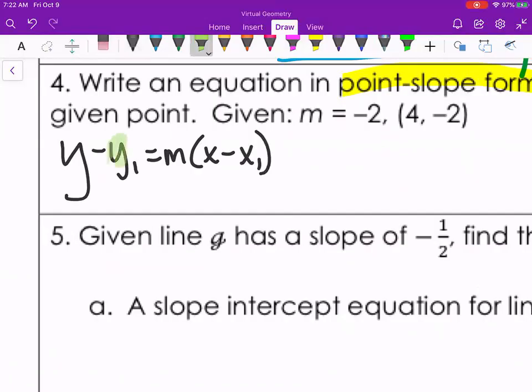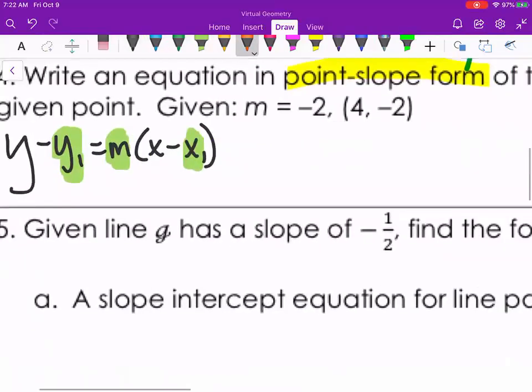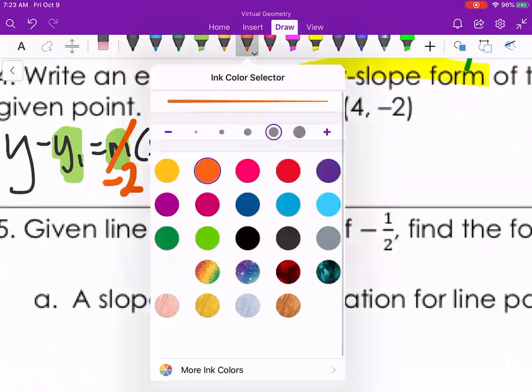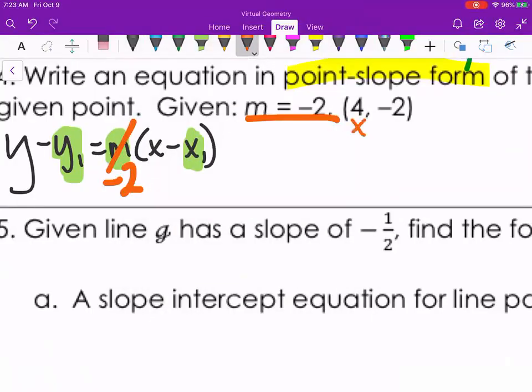So again, guys, we're only plugging in at the y1, the m, and the x1. Everything else stays put. So we have our m. So right now, if my m is a -2, I'm going to have -2 there. Now I have my x1 and y1. So those values are going to come in. So instead of y1, I have a -2. And instead of x1, I have a 4.